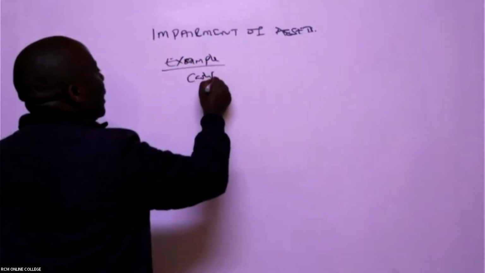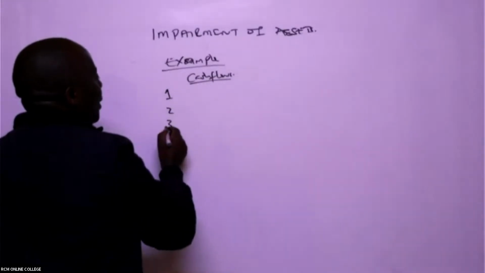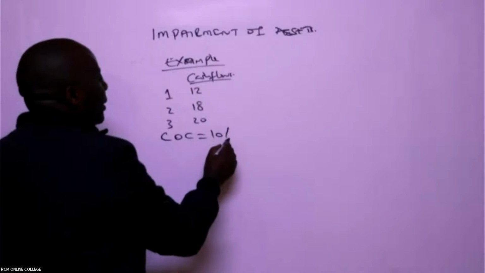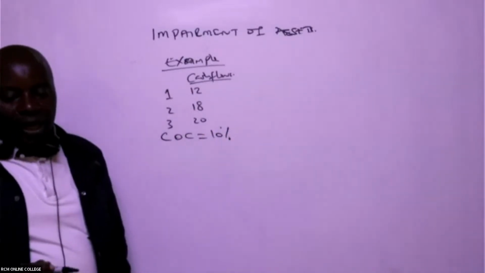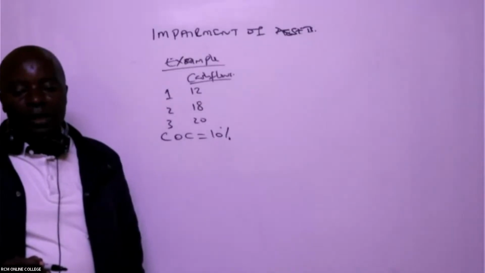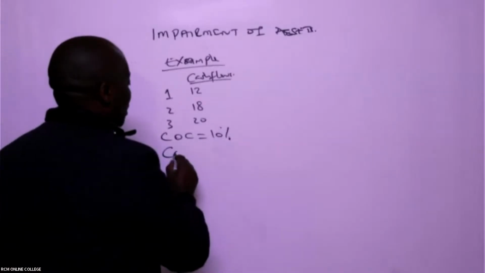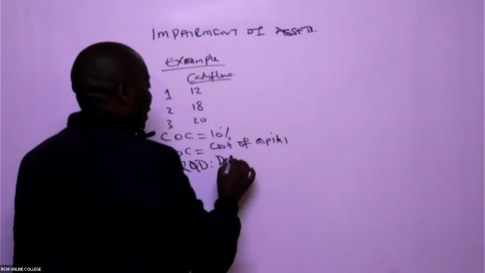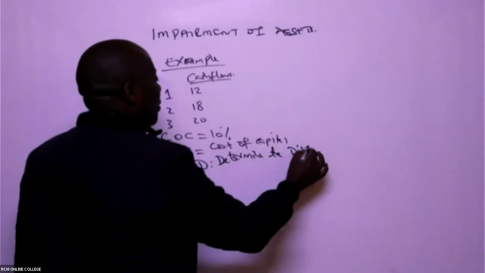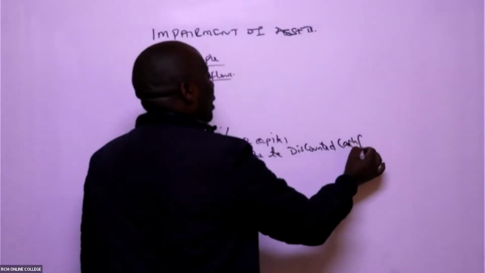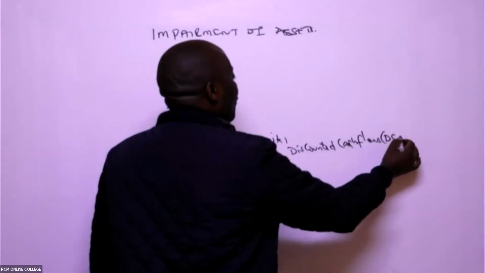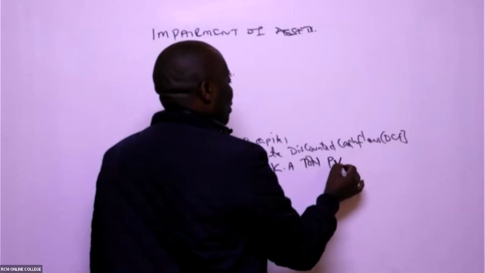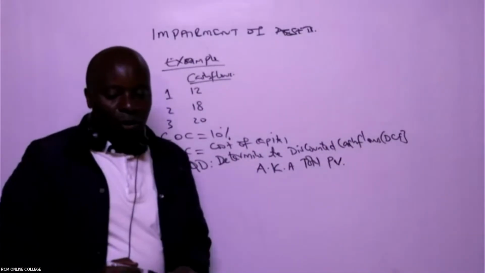For example, we have our cash flows here. So we have 1, 2, 3. So here we have, for example, 12, 18, and then 20. And then they give us the COC. COC is 10%. COC stands for cost of capital. And then we are required to determine the discounted cash flows, also known as DCF, also known as total present value.